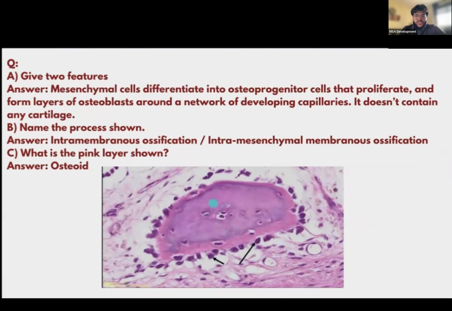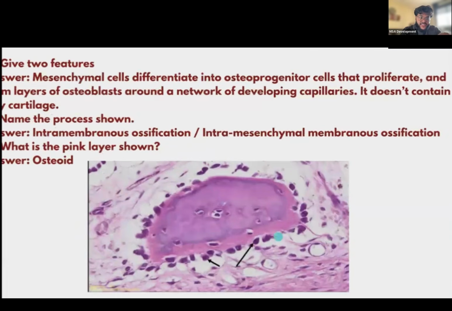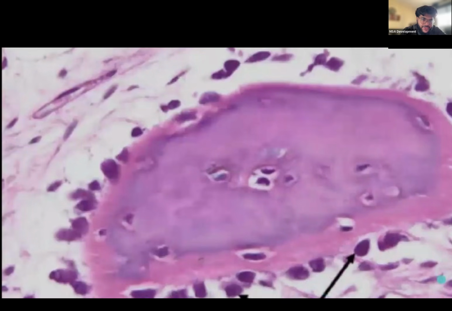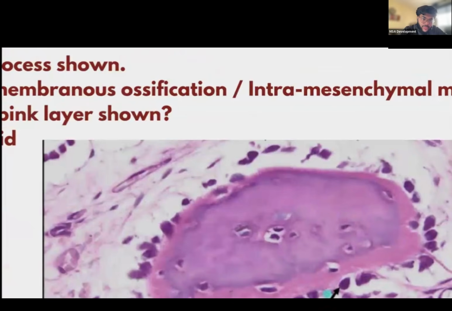So, okay. So what is this process that is shown? Basically over here, the mesenchymal cells are differentiating into your osteoprogenitor cells, and this allows them to proliferate and form the layers of osteoblasts and the network of developing capillaries forming your bone, okay? This process, as you guys can see over here, does not have any cartilage, okay? So that means what type of ossification is this? This is our intramembranous ossification, okay? The pink layer on the outside, you can see over here, is our osteoid, and this osteoid is deposited by our osteoblasts, which are these cells on the outside over here.